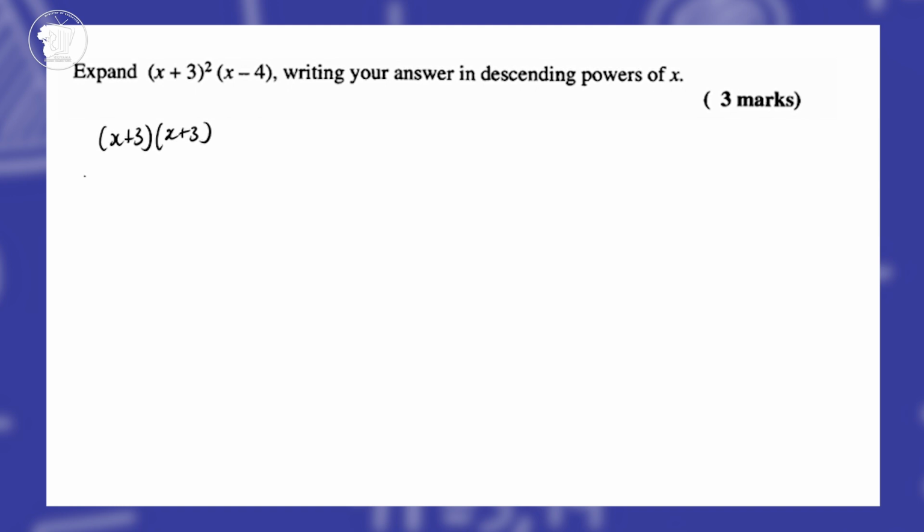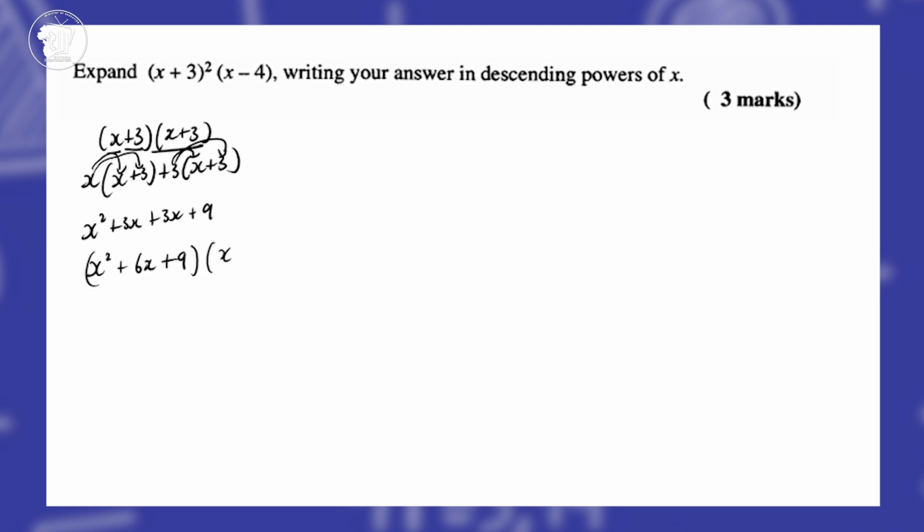So I'll multiply this. This will be x, this term here, multiplied by everything here, which will be x plus 3. Then I'll put back the plus 3 multiplied by everything in this bracket again, which will be x plus 3. So I multiply, x times x will be x squared, x times 3 will be plus 3x, and 3 times x will be plus 3x, and 3 times 3 would be plus 9.